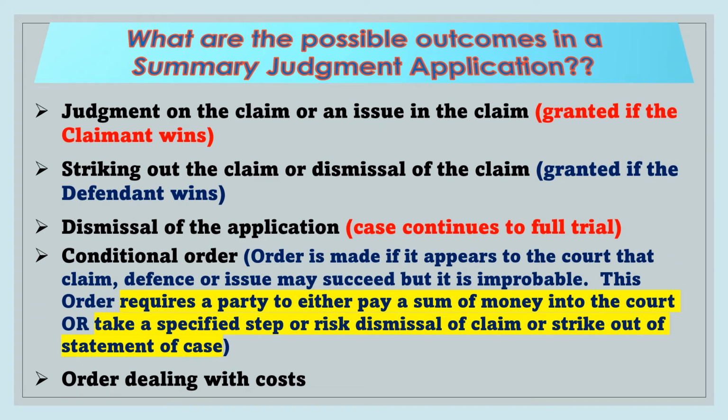The summary judgment application has been made. Both sides have made their submissions as to why or why not a summary judgment should be granted. What now are the possible outcomes from a summary judgment application? Well, let's take a look at them. For one thing, the court may decide to grant the claimant the summary judgment, which means the claimant wins. And of course, if you're the claimant, you're happy for that. Or the court may decide that the claimant did not satisfy the test and decides to strike out the claim or dismiss the claim, in which case the summary judgment is not granted and the defendant wins.